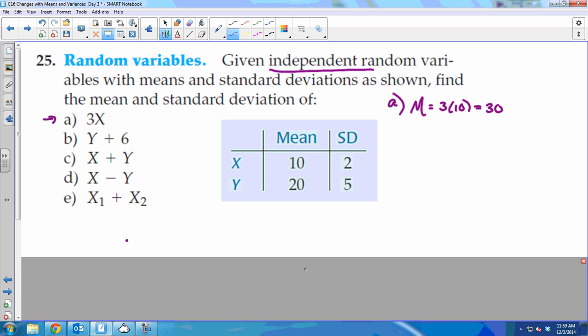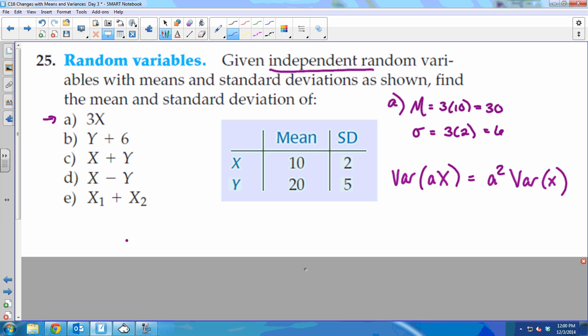Same thing with standard deviations. If you're multiplying by a constant in unit 1, could you multiply the standard deviation by a constant? Yes, you could. So you're doing the same thing here. Standard deviation is going to be 3 times 2, which is 6. Now, if you're using the rules that you wrote down, there is no rule written for standard deviation. Okay? So let's say we're using the rule from the book. The rule from the book says the variance of a times x equals a squared times the variance of x.